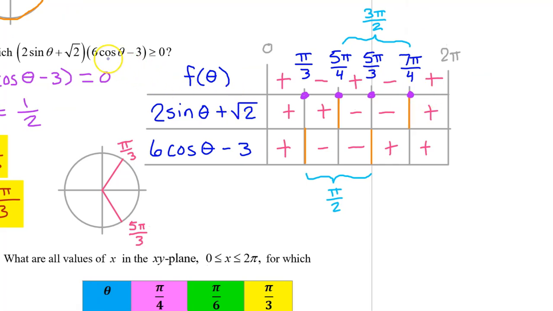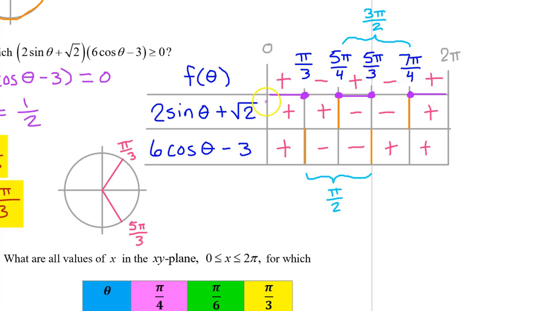The rest of the solutions will be where f of theta is greater than 0. In other words, where f of theta is positive. So that will be from 0 to pi over 3, from 5 pi over 4 to 5 pi over 3, and from 7 pi over 4 to 2 pi.